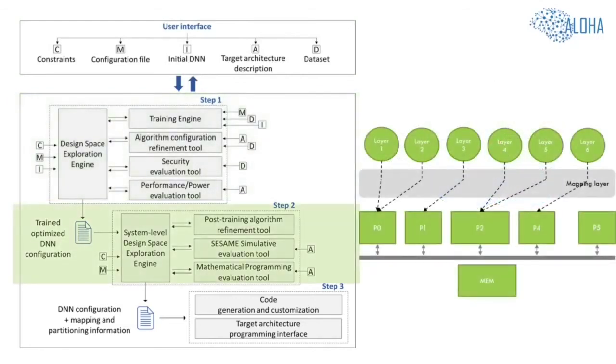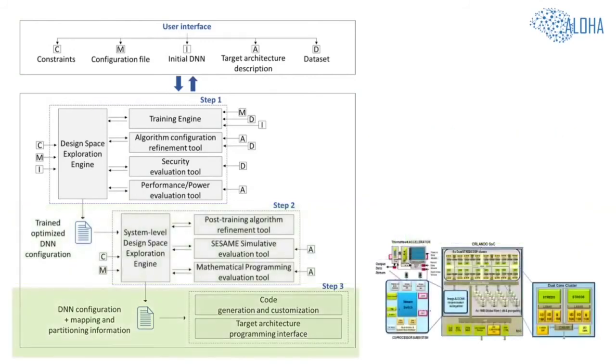The second step of the toolflow aims at automating the system-level design process, optimizing the partitioning and the mapping of the algorithm configuration selected by the DSE in the previous phase on the target processing platform. Finally, the third step automates the porting of the target inference application on the target architecture, translating mapping information in adequate calls to computing and communication primitives exposed by the architecture.